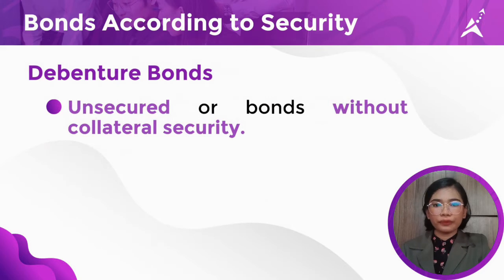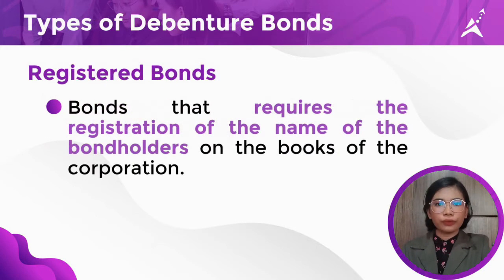These are unsecured or bonds without collateral security. So, unlike in mortgage and collateral trust bonds, in debenture bonds, no securities such as real properties or shares are involved. Next one are the types of debenture bonds or bonds according to how we can determine the payee. We have two, registered and coupon or bearer bonds.